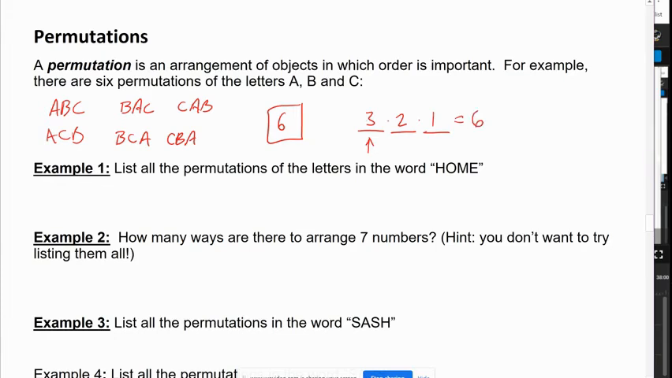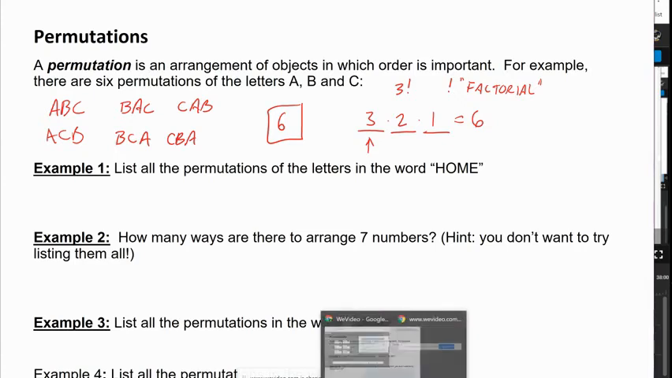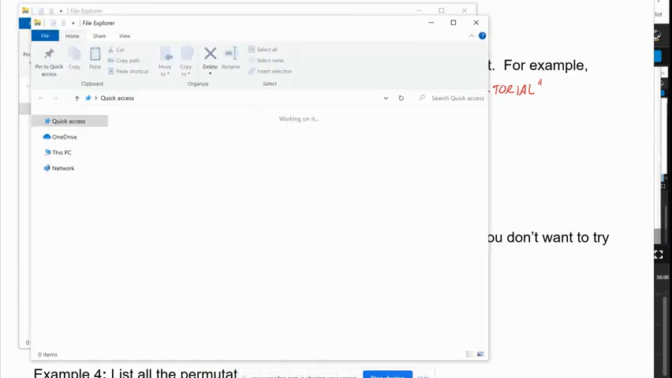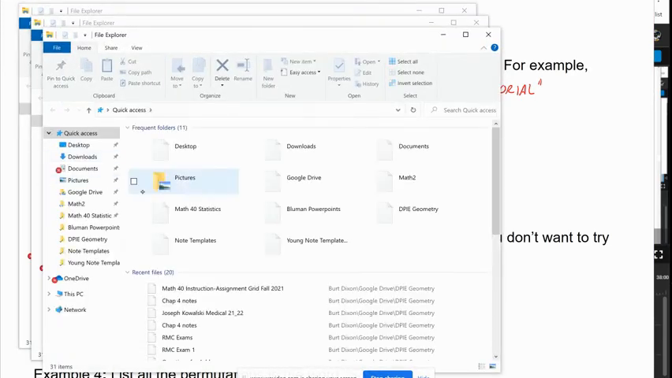Now, when you count down in numbers like that, 3 times 2 times 1, another way to say that is 3 factorial. When you see that exclamation mark, you say factorial. So the number of ways of permuting 3 items is just 3 factorial. And you can also do that on your calculator. Your calculator has a factorial button.